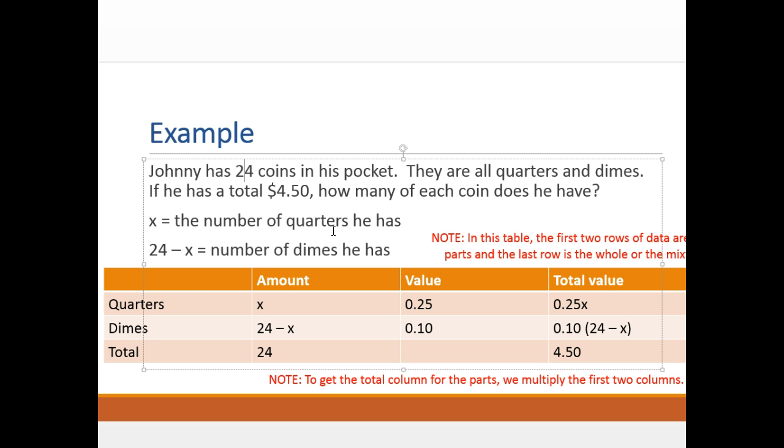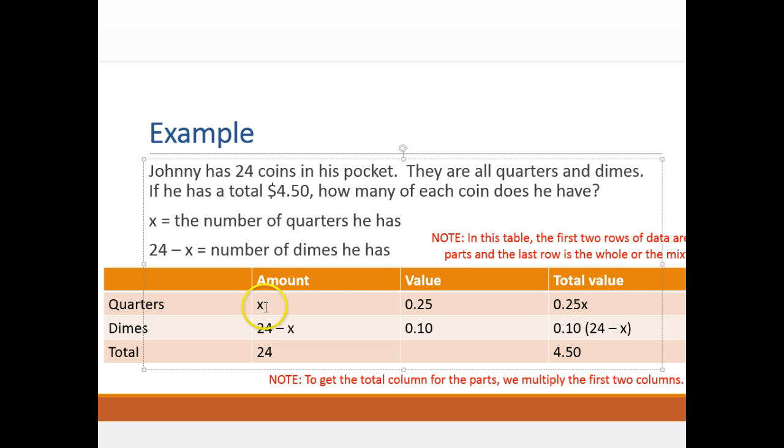When I see a mixture problem, I typically want to set up a table to help me solve it. When I do my mixture problems, my first two rows are the parts, and the last row is the whole. So my first row is quarters, second row is dimes, third row is my total. Now, typically you have an amount, and then you have a value or a percent, then you have a total value. Let's talk about how we fill these in.